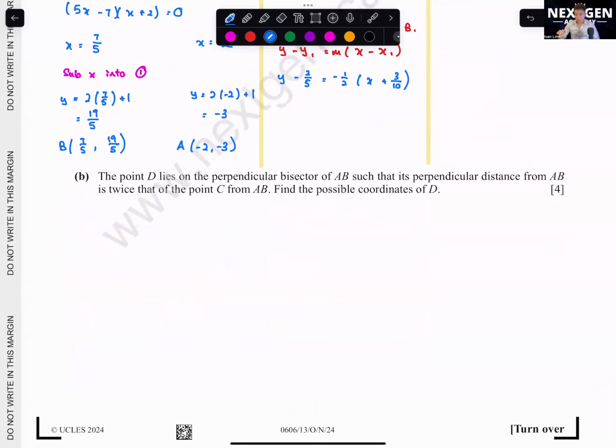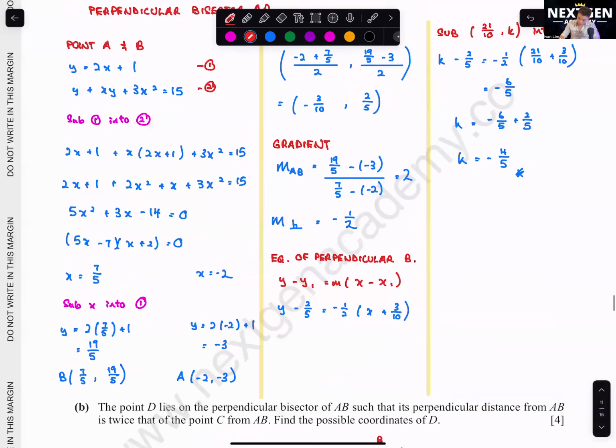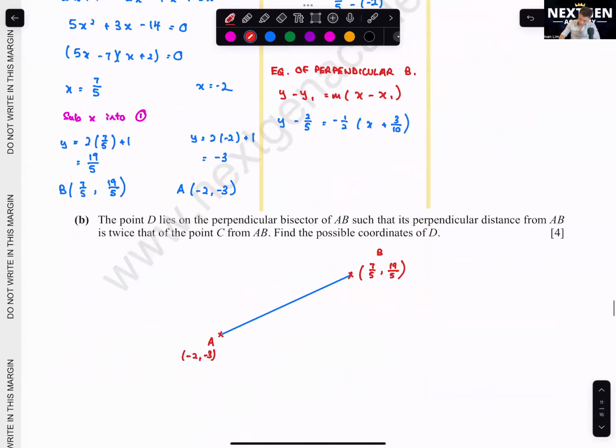The easier way to do it is to do a rough sketch to see the diagram. Let's say we got these two points, A and B here. I just roughly estimate. A is (-2, -3), B is (7/5, 19/5). Okay, the midpoint, what's the midpoint? (-3/10, 2/5).